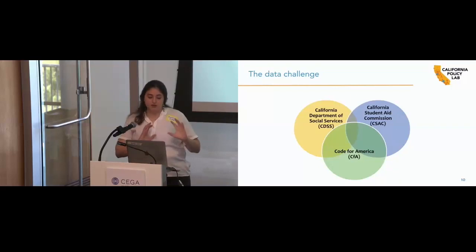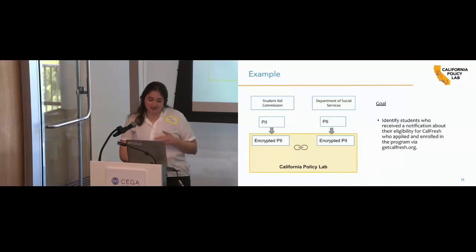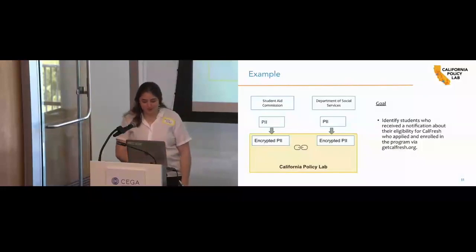So keep this frame of mind as we move through the presentation. Going back to the earlier diagrams that I showed you, I'm just gonna show two here for simplicity. We have CSAC and CDSS. Each of them have their PII. CPL helped them hash their own data, and then we facilitated the linkage for them. And this is what allowed us to actually get our research project done.